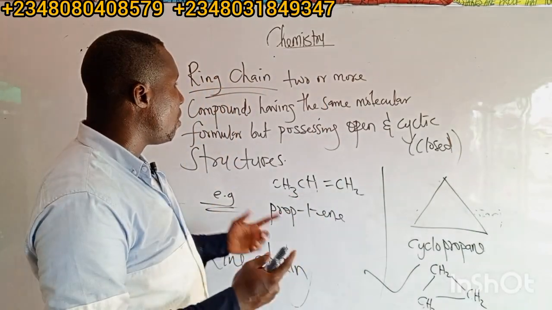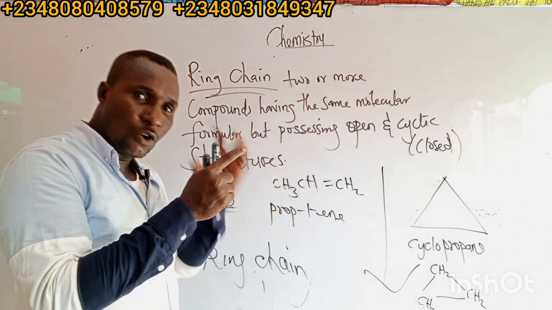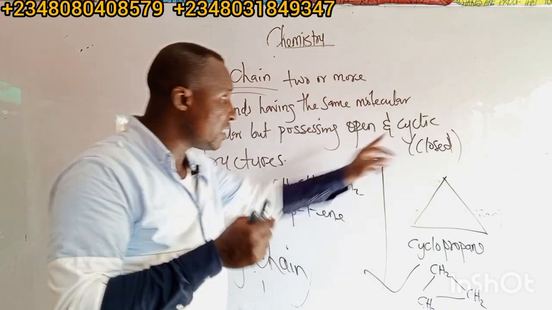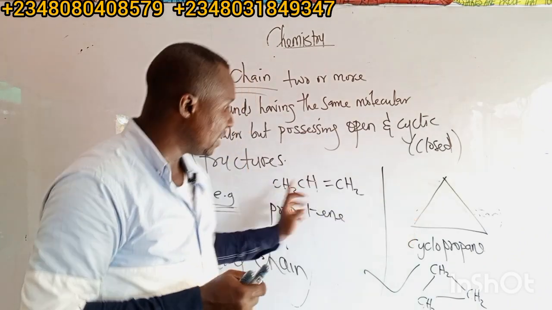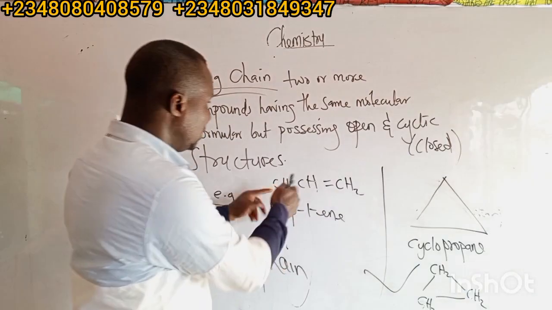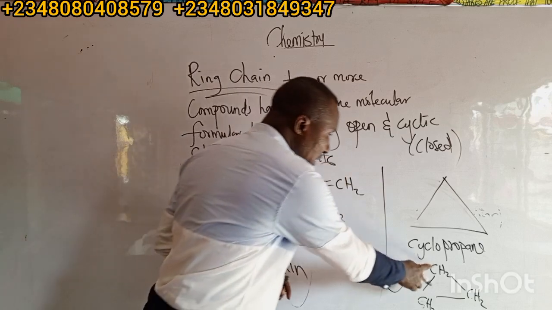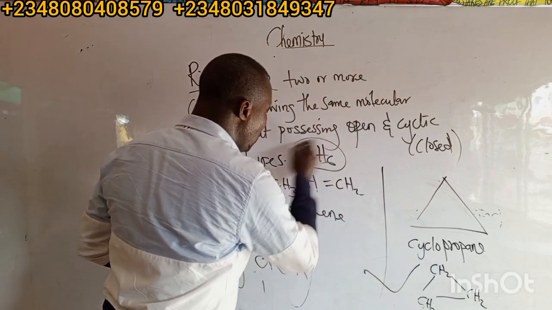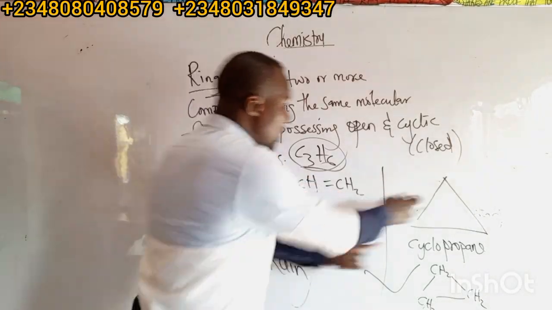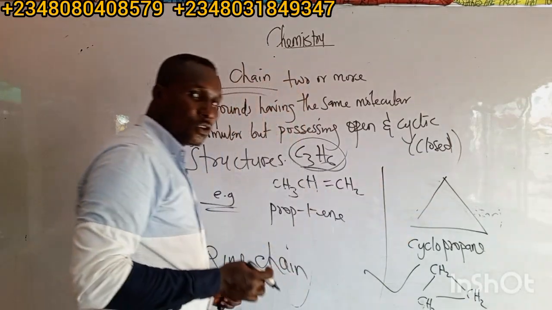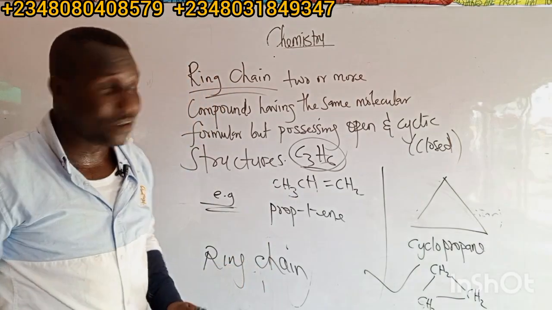Two or more compounds having the same molecular formula, which is C3, how many H? That means 6H. The same molecular formula, but possessing open and cyclic structure. Cyclic structure means closed structure. That's an example of ring chain isomerism.